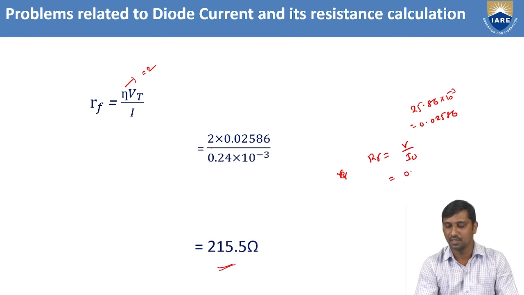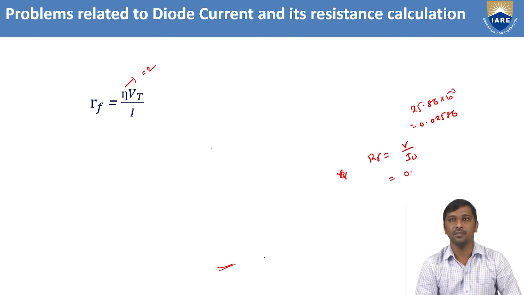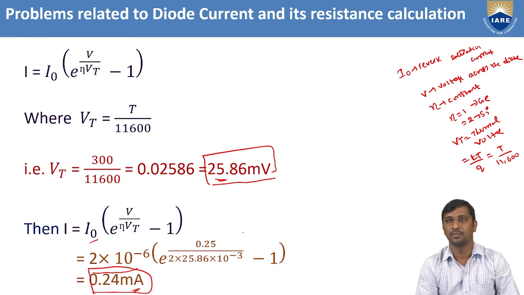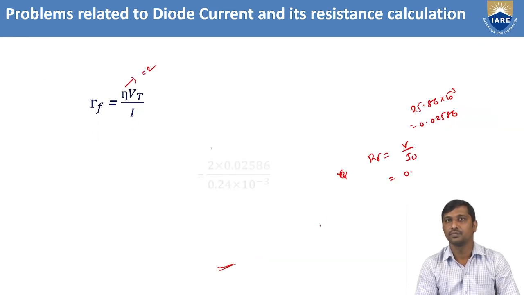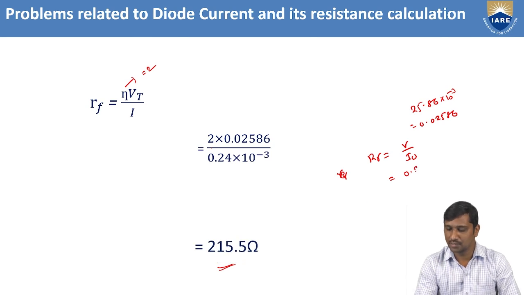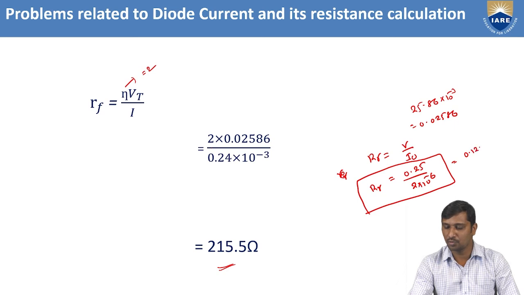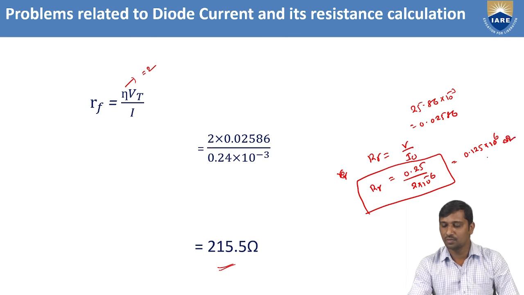What is the V value given? If you observe the problem statement, V is 0.25 and I naught is 2 microamperes. So here V is 0.25 and I naught is 2 into 10 to the power of minus 6. This is your reverse resistance: 0.25 divided by 2 into 10 to the power of minus 6 gives 0.125 into 10 to the power of 6 ohms.